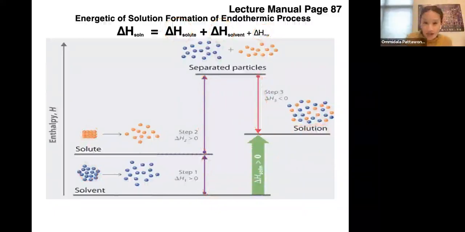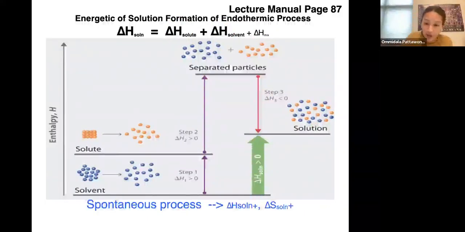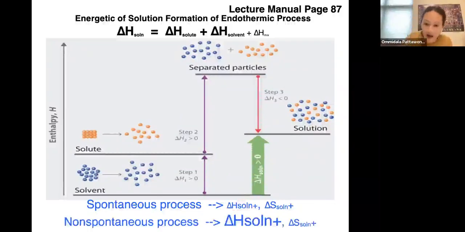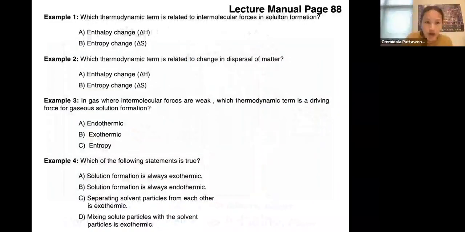For the endothermic process, the solution formation is going to happen spontaneously only when the delta H of the solution is a relatively small positive. If you have a large positive delta H of the solution, the process is going to be non-spontaneous. So here is an example of a conceptual problem that would involve this chapter section.